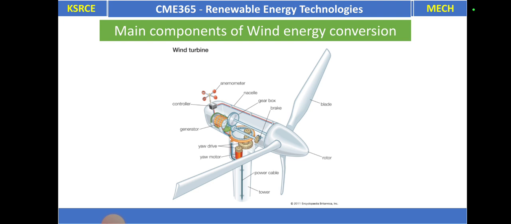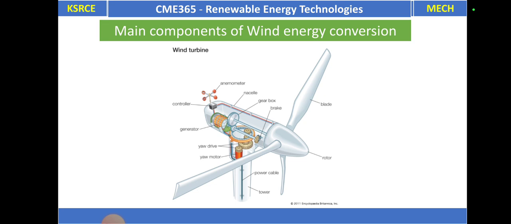Next one is the yaw control system. It is used to continuously orient the rotor in the direction of the wind. The horizontal axis wind turbine has a yaw control system that turns the nacelle according to the actual wind direction, using a rotary actuator attached to the gear ring at the top of the wind tower.